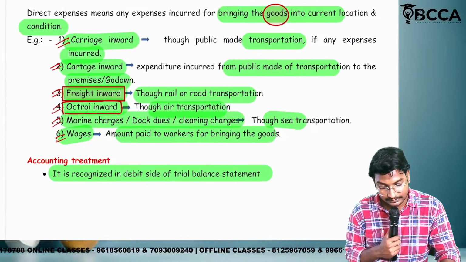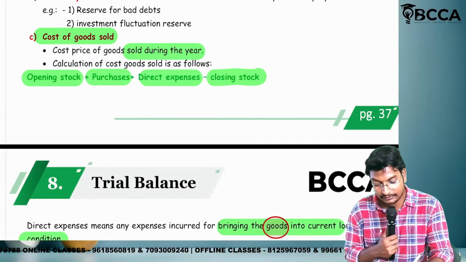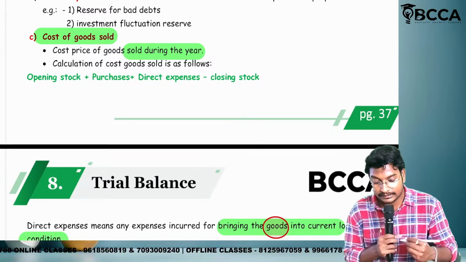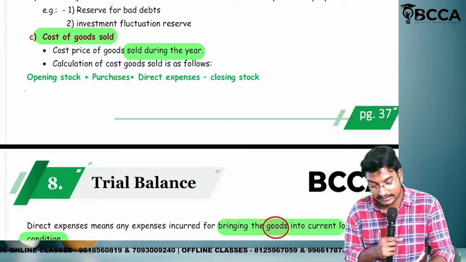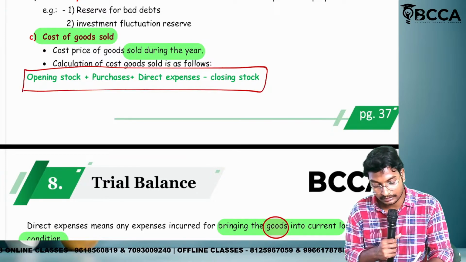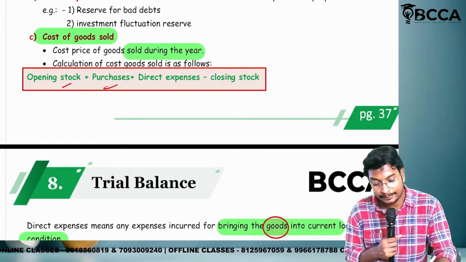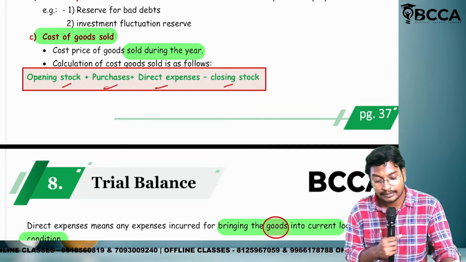What is it? This is the formula. Yes or no, ma? Opening stock plus purchases plus direct expenditure minus closing stock. Here, opening stock is added or minus? Added. Opening stock added, purchase added, direct expenditure is added, minus closing stock.